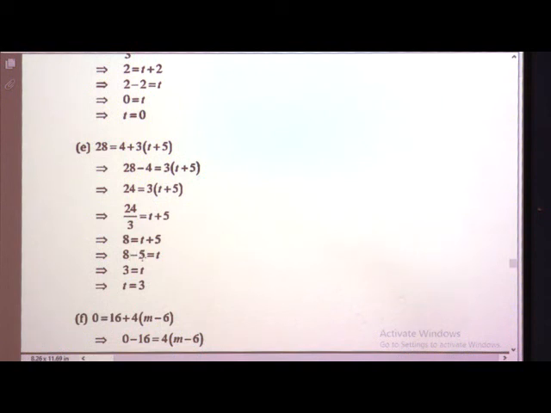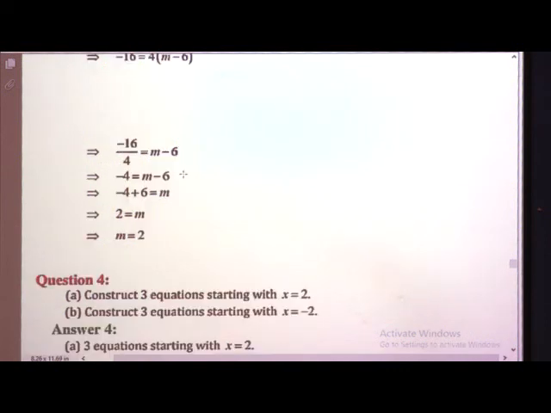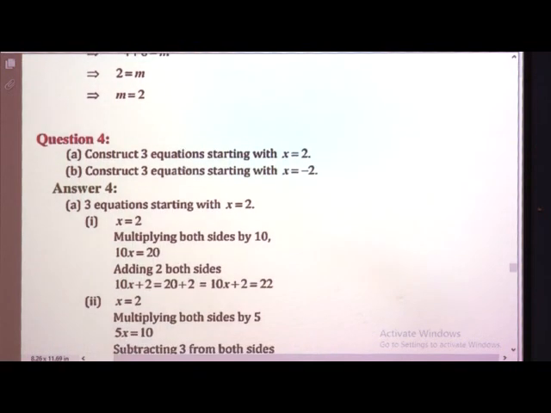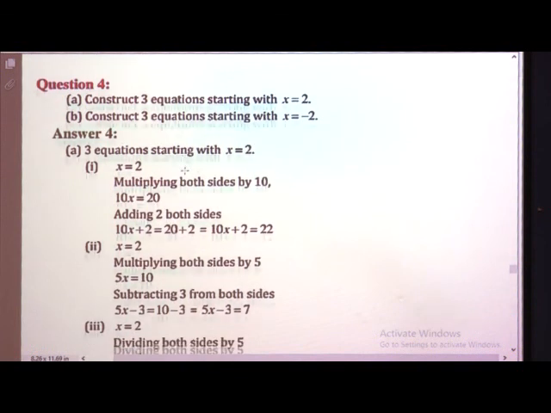So, 8 minus 5 is equal to t. What is 8 minus 5? It is 3. 3 is equal to t, so t is equal to 3. In this way, step by step, we have to find out the value of the variable. We have seen more examples of this. Now we have some equations that you have to construct. I will show one or two equations and then we will go to the next exercise.